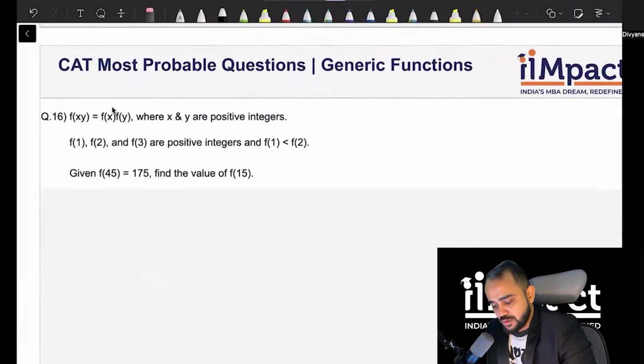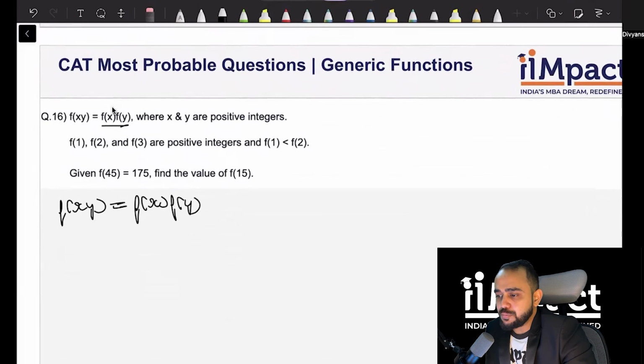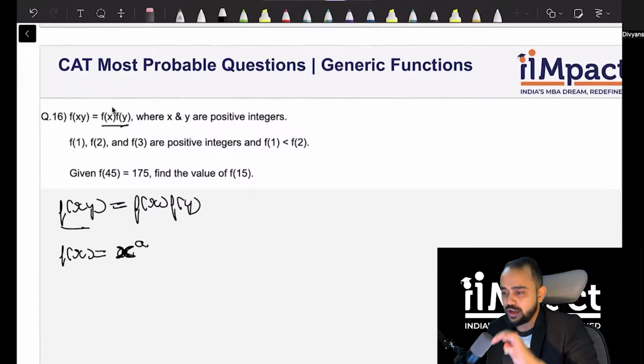Now f(xy) is equal to f(x) into f(y). Now this is a good example of why guessing the function might not work. So this is given to me, so I can hypothetically say that f(x) is actually x to the power a. This definition would fit here. You will have x to the power a into y to the power a, which is (xy) to the power a, which is what this side input would have been. So that way this definition works.